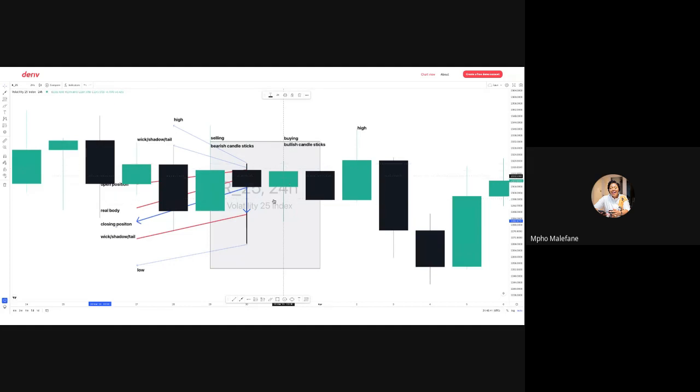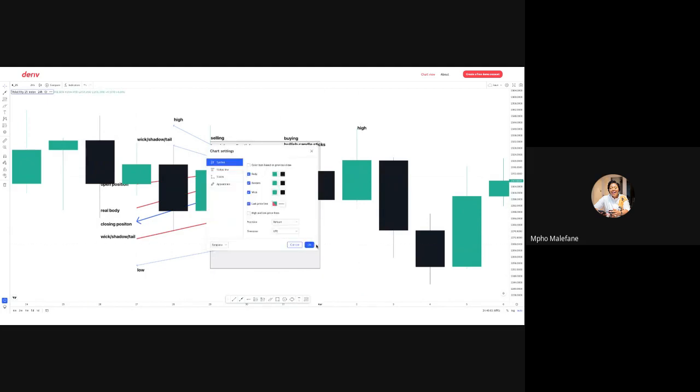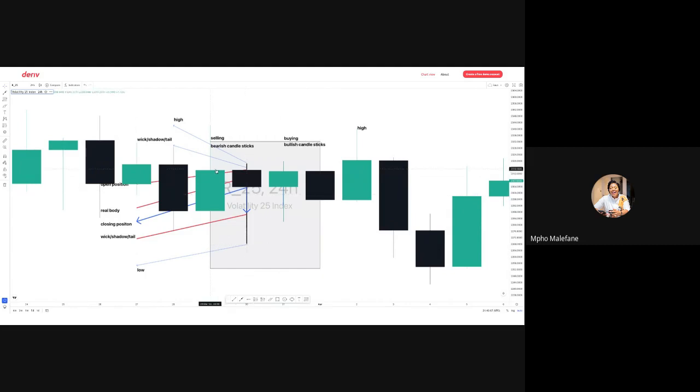The same labeling. That is, this is also the wick, this is the low, this is the high, this is the real body. But the difference is that in this particular place now, the market is going up. So the fact that the market is going up in this context means there will be a difference in the opening position and closing position, which means this particular one here is the opening position for the bearish candlestick.